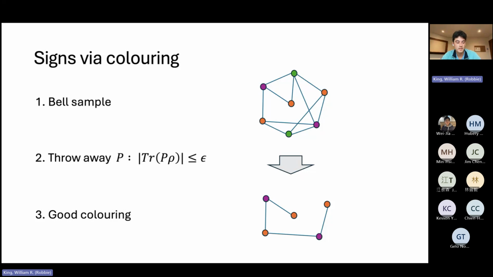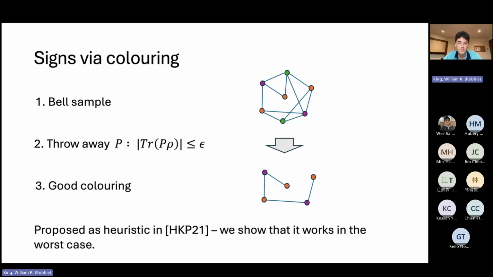So why does this operation of throwing away the small Paulis guarantee that there's a good coloring? Well, I should say that this idea was actually proposed in the original paper which introduced this Pauli shadow tomography. But our contribution is to formalize what this means. They wrote two sentences about it. We formalize how it should work, and also prove that in certain cases it works well in the worst case. They proposed it as a heuristic, but it actually does work in the worst case.